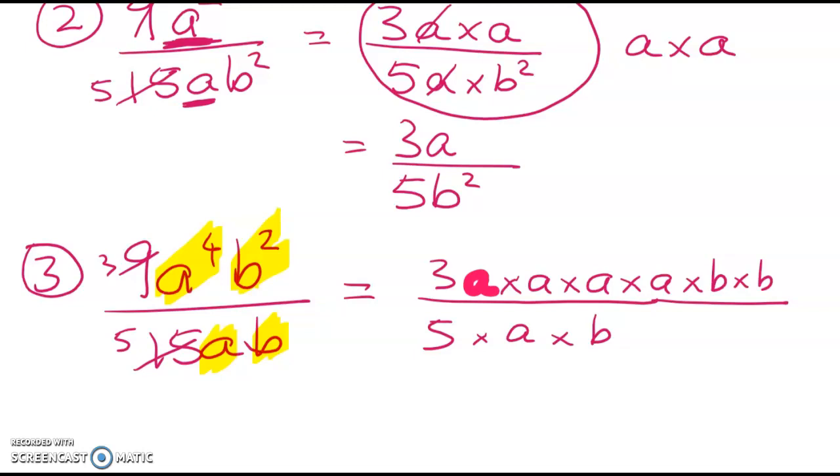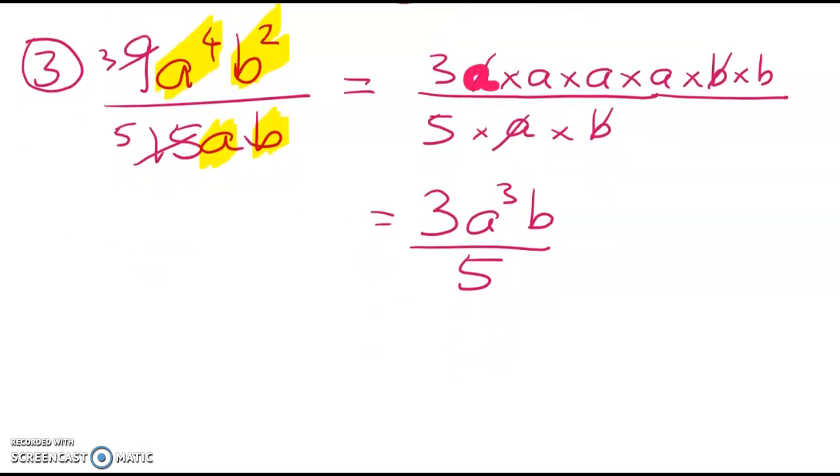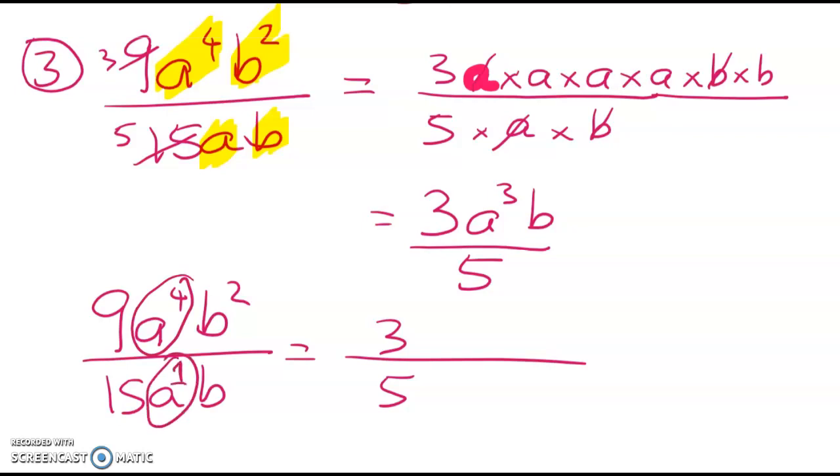So now we can simplify. A divided by a is 1, and b divided by b is 1. And now putting everything back into power form, what am I left with? Well, I've got 3a cubed b divided by 5. Now let's look now at the shorter way that we've learnt for doing that, so that we don't have to write that out again, because I'm getting a bit tired of it. So we've done our numbers. Now here we've got a to the power of 4, and here we've got a to the power of 1.